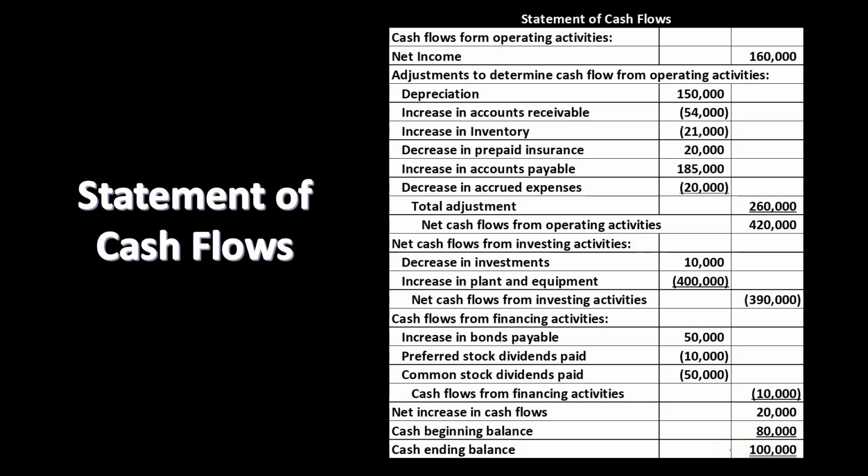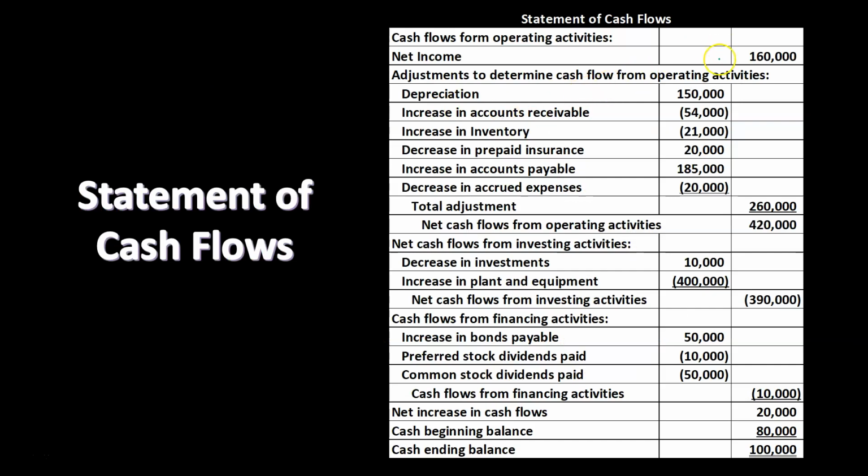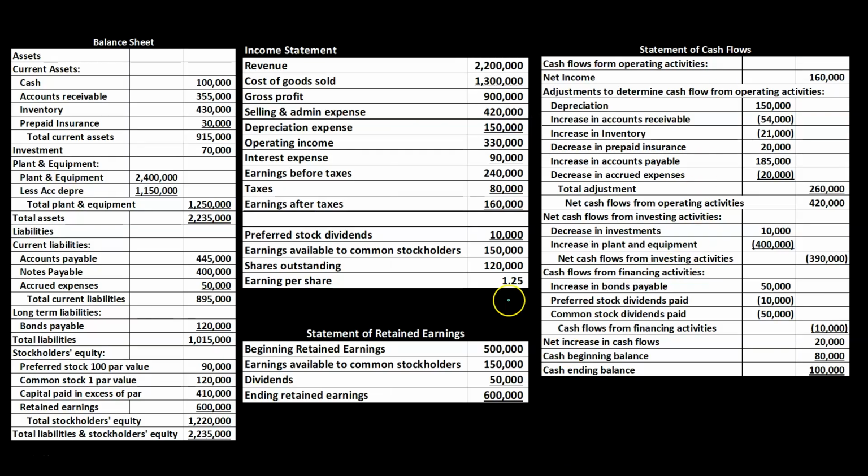So the bottom line of the statement of cash flows will tie out to the balance sheet. So the 100,000 will tie out to the end point where we stand at 12/31, the 100,000. The top part, or the net income, if you're using an indirect method, the 160,000 will then tie out to the income statement here, the 160,000.